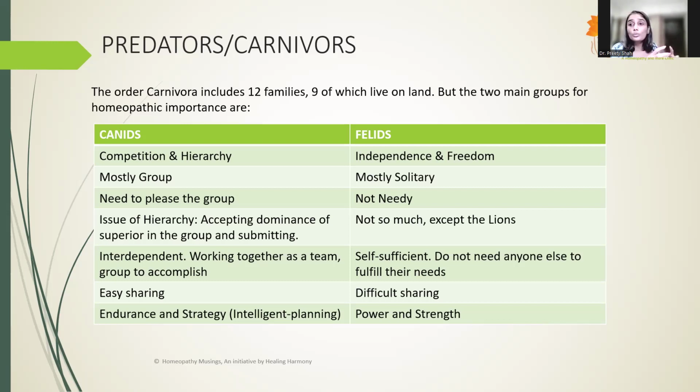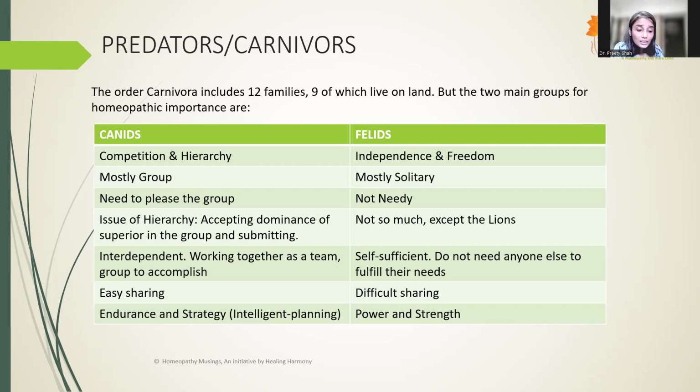Mostly the dog family, they love the group. They are very, very needy. Staying in the group is very, very important. Felids also need the group, but within the group, they're very solitary. If you see most of the cat family, all the cat family animals are solitary. They don't live in huge groups. One exception, of course, is the lion. The lion has a big pride around him. But in general, as a thumb rule, they are more solitary as compared to the canids.